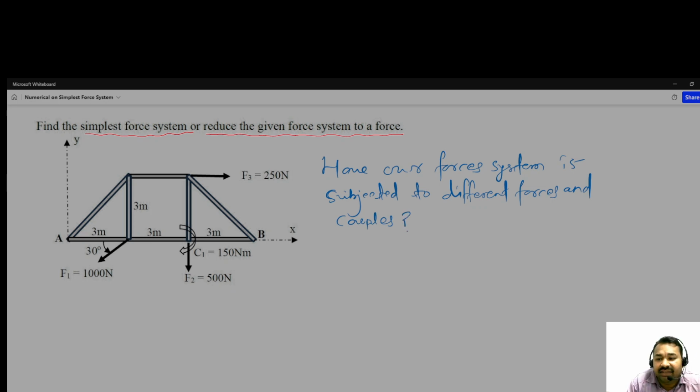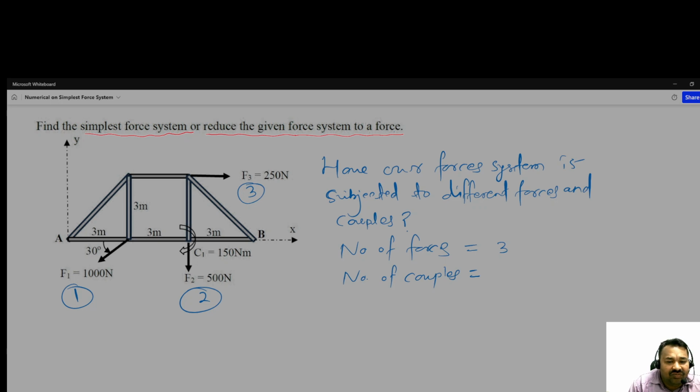What do we have to get in this question? Reducing the force system to a resultant means the resultant force. So how many forces are acting there? We can identify here: this is force 1, this is force 2, this is force 3. So the number of forces is 3. What about the number of couples? In this system we can see there is a couple C1, so it is 1. So the system is subjected to 3 forces and 1 couple.